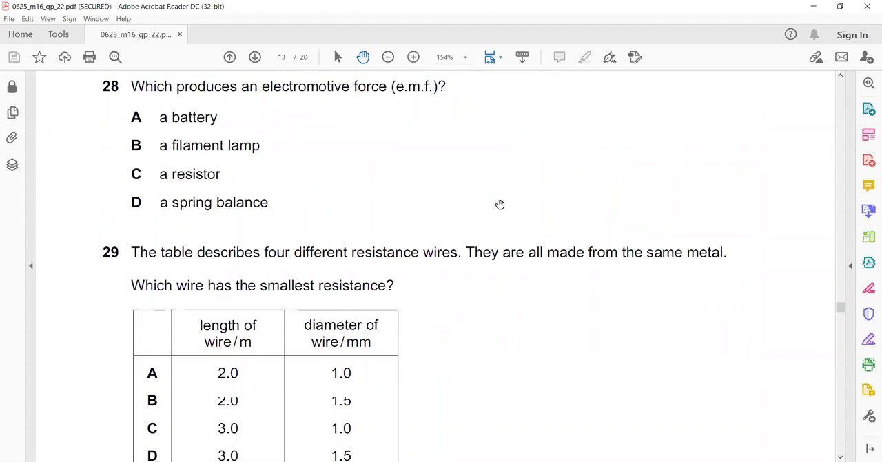Question 28. Which produces an EMF? Meaning, which one produces a voltage? A battery, filament lamp, resistor, or a spring balance? EMF is produced by the battery.